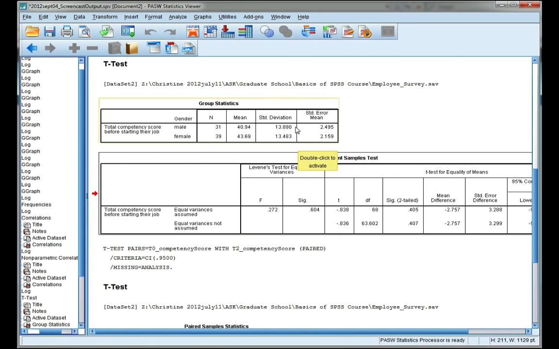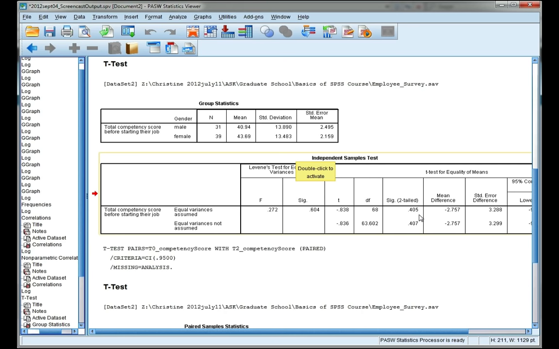That makes sense because if we look here at the standard deviation, which is just the square root of the variance, we can see that these two values are very, very similar. So it makes sense that we can assume equal variances. So now we know to read the first line of these results. We can see our t-statistic is minus 0.838, with 68 degrees of freedom, and our significance value is 0.405.